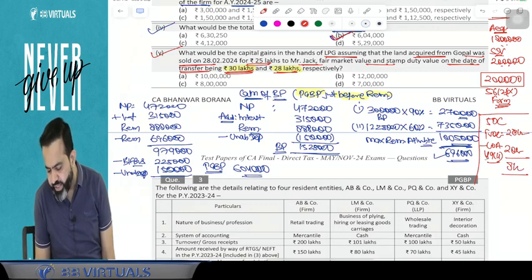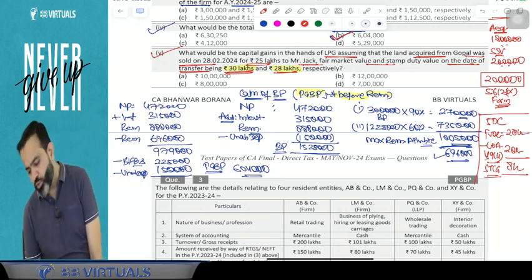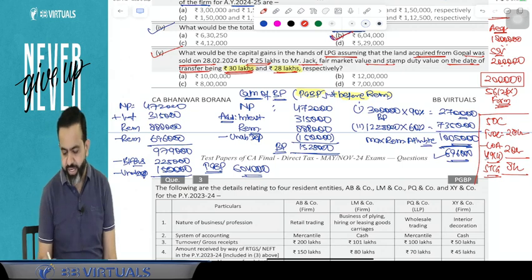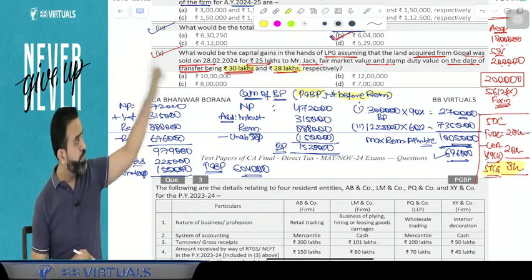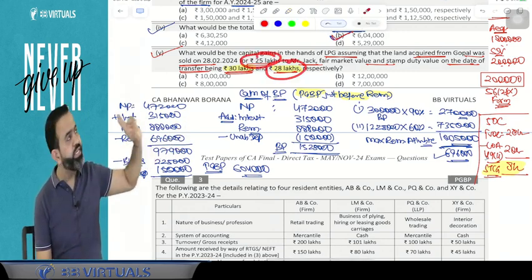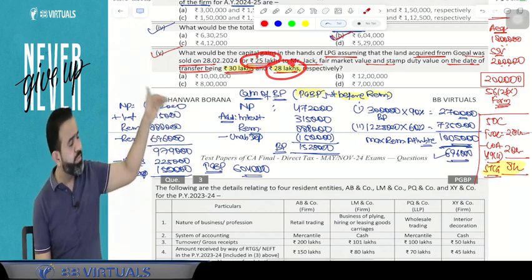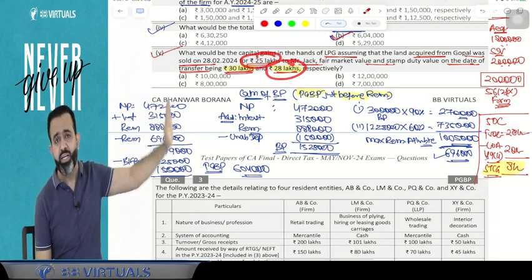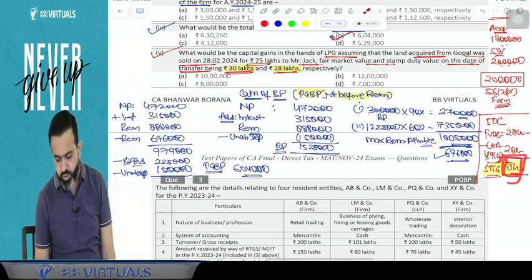So in simple words, here 8 lakh is treated as your short-term capital gain. You acquired it only last year and you are transferring now. The period of holding is not more than 2 years. So here, guys, 8 lakh is treated as short-term capital gain in the hands of the partnership firm. The full value of consideration is 28 lakh. Why? Because 25 lakh is the sale value, but SDV is 28 lakh, which is more than 110% of consideration. And your cost of acquisition is 20 lakh. So 8 lakh is treated as short-term capital gain.